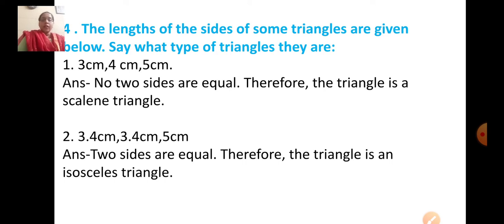So here no two sides are equal. All the three sides are different. So therefore the triangle is a scalene triangle. As we had learned in the types of triangle based on sides, when all the three sides are different, that type of triangle is known as a scalene triangle.